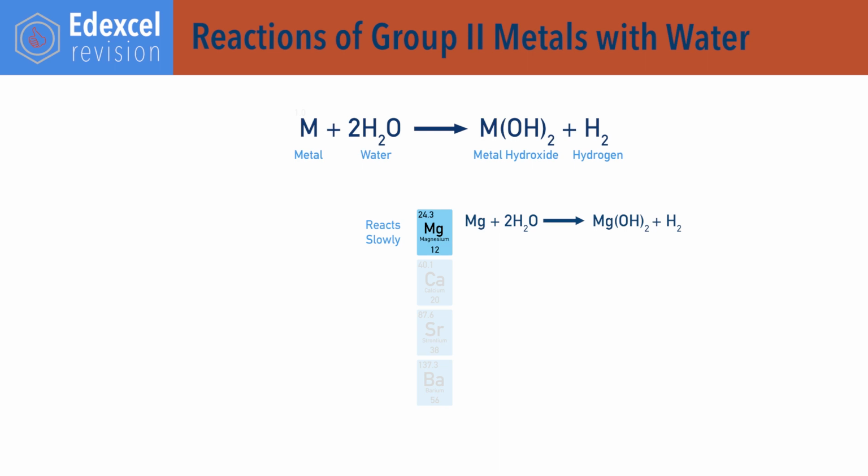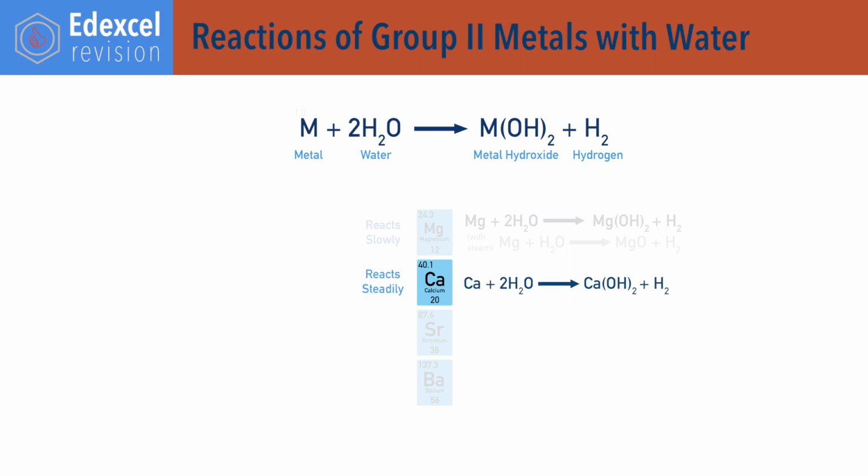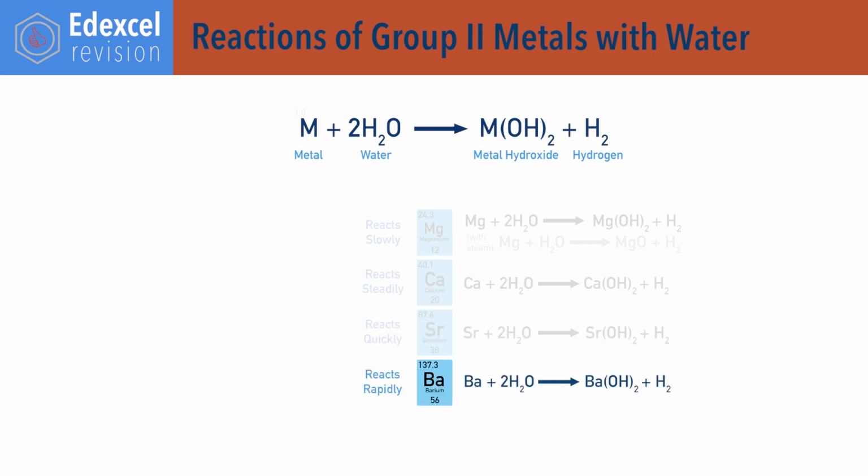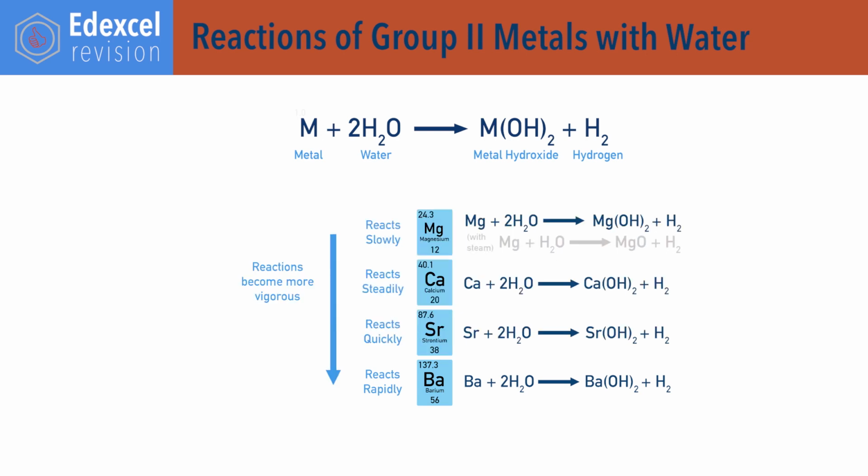Magnesium reacts quickly with steam to form magnesium oxide, MgO. Calcium reacts steadily with cold water, strontium reacts quickly with cold water, and barium reacts rapidly with cold water. The reactions become increasingly vigorous as you go down the group, showing an increase in the reactivities of the metals.